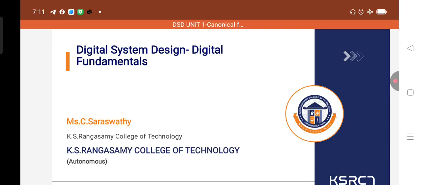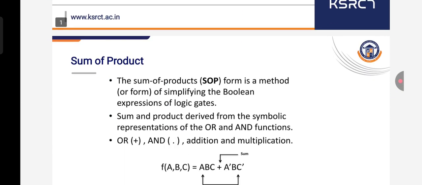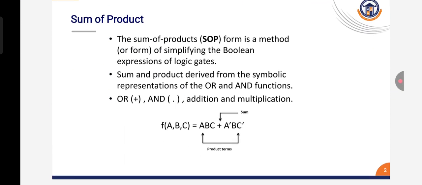Rangasamy College of Technology. Today we are going to discuss digital fundamentals. So this slide shows the sum of products. The sum of products is used for simplifying the Boolean expression of logic gates. The words sum and product are defined from the symbolic representation of OR and AND functions. Here the OR function is denoted by the plus sign and the AND function is denoted by a dot.